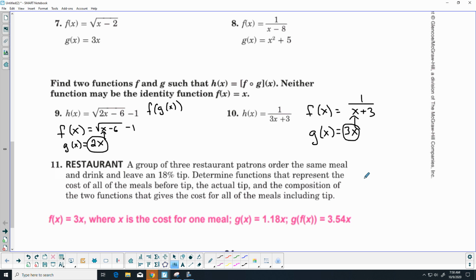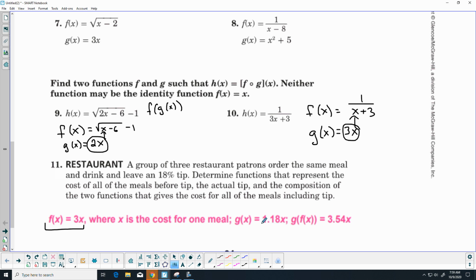So on number 11, we got our word problem. A group of 3 restaurant patrons order the same meal and drink and leave an 18% tip. Determine the functions. Well, right here is how much it cost for 3 meals, 3x.